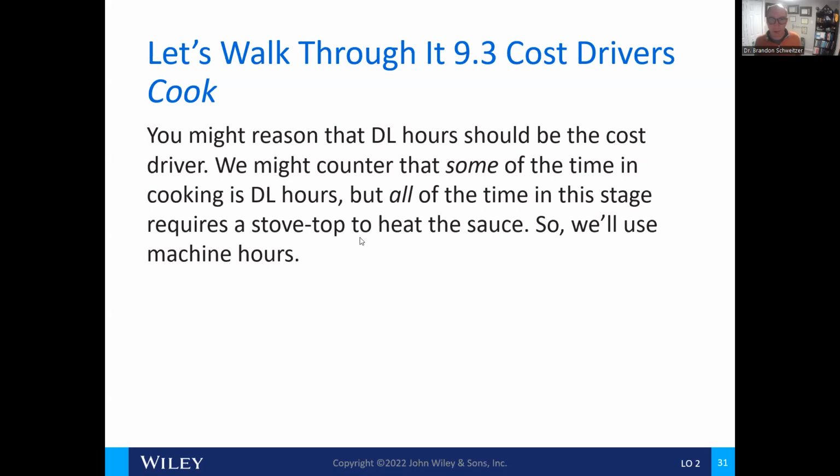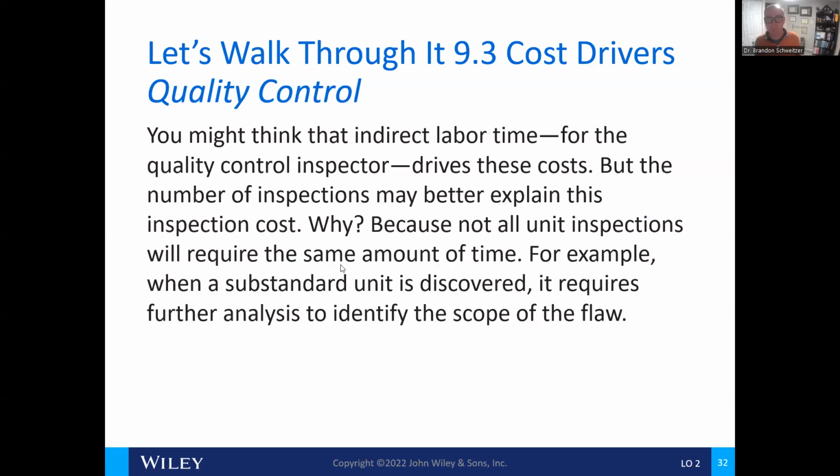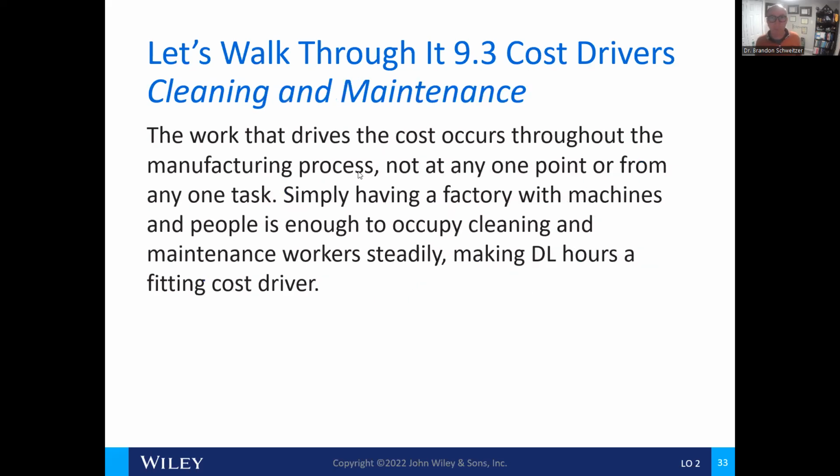Or we could look at direct labor, but machine hours is actually doing most of the work. When it comes to quality control, the number of inspections makes the most sense, because otherwise the employees doing the inspections might have a lot of idle time. For cleaning and maintenance, it makes the most sense to look at the direct labor hours of the employees that are actually doing the cleaning and the maintaining.